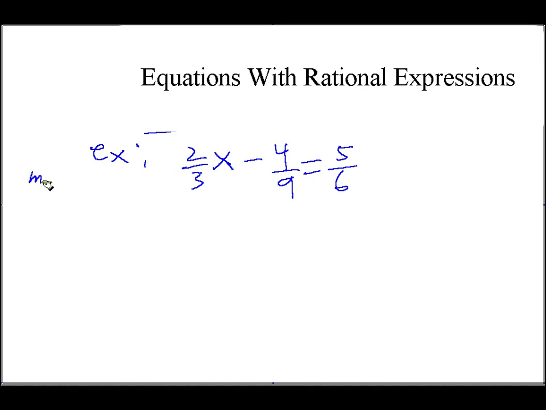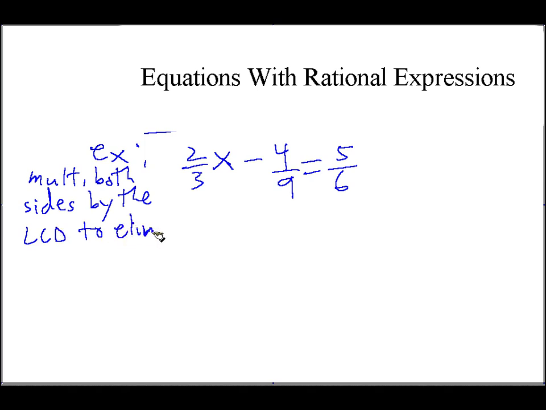Let me say here: multiply both sides by the LCD to eliminate fractions. So we're going to multiply both sides by the LCD, the lowest common denominator, to get rid of fractions. All right, so let's go ahead and do that.